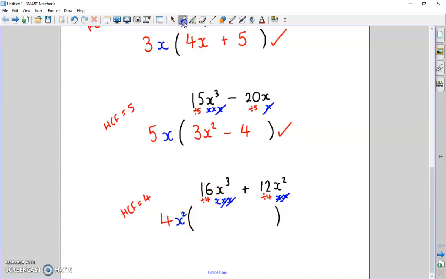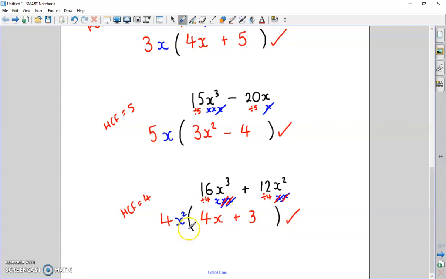What would we have left? 16 divided by 4 is 4. It was x cubed, but remember we took 2 of them. We're just left with 1. It was 12 to begin with. We divided by 4. We had an x squared. We've divided by x squared. They are both gone. So there's nothing left here with letters. They've gone outside there, look.